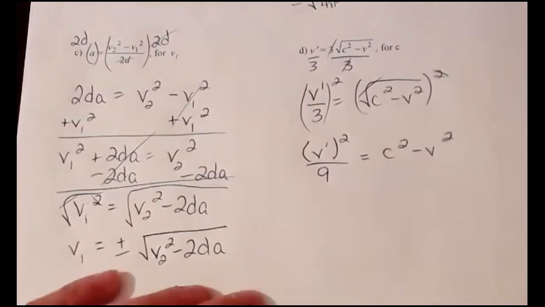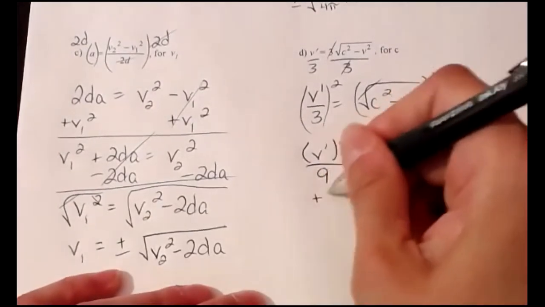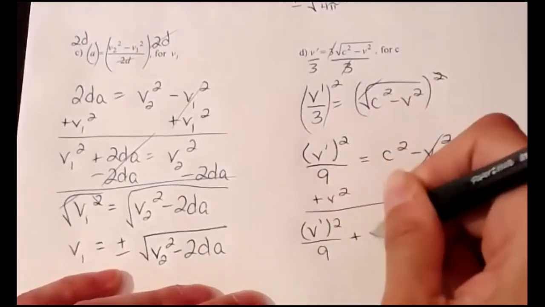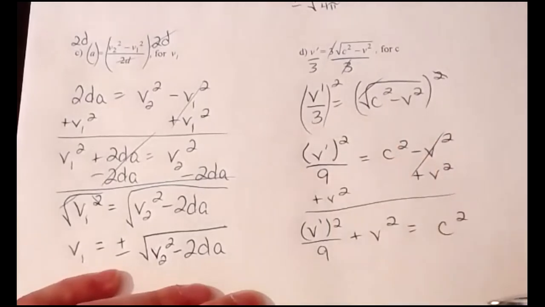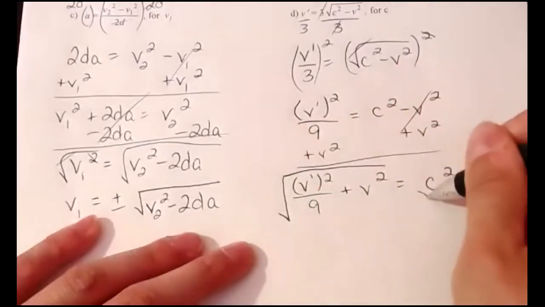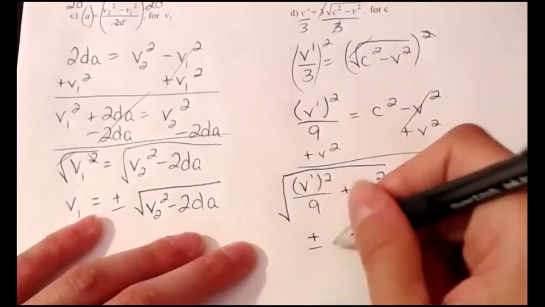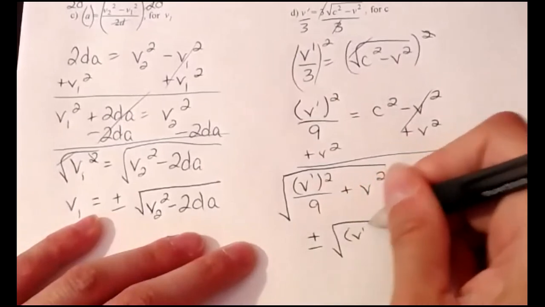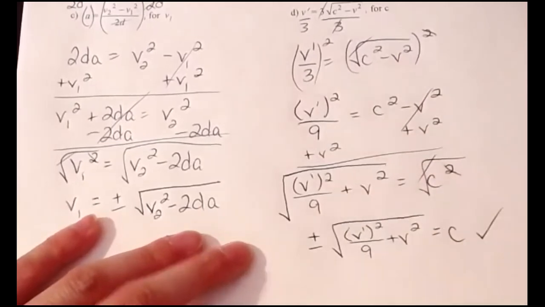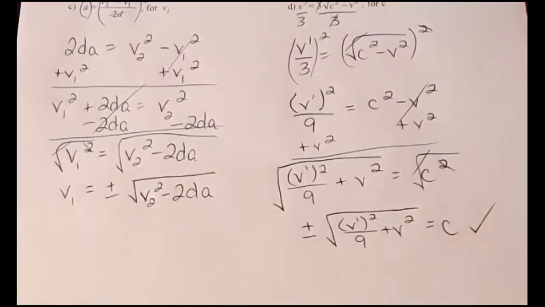You want to solve for c. So the first thing you're going to do is bring over the v squared. We have v prime squared over 9 plus v squared is equal to c squared. And last step, take the square root of both sides. I know there's a lot going on, but I hope that you found this to be pretty straightforward. You just use the opposite operation every time. And we're done. Awesome.